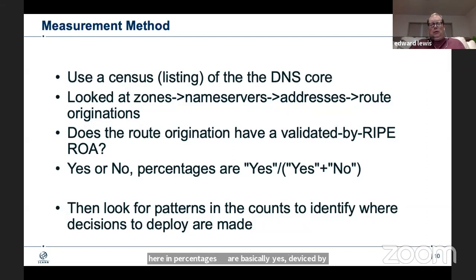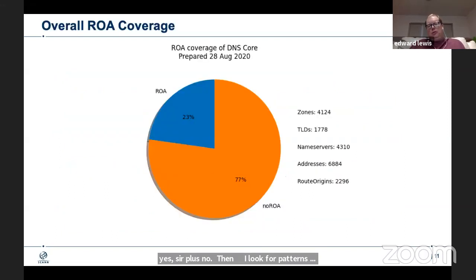And then I look for patterns to see where decisions are being made. So all of this lines up to this particular chart, which shows that if I look at everything in the DNS core, that includes what I call 1,778 TLDs. So for those of you who are really watching numbers, that's the 1,500 or so delegations to the root zone, plus the reverse map zones out there, like 12.in-addr.arpa and so on, 129.in-addr.arpa and so on, and IPv6.